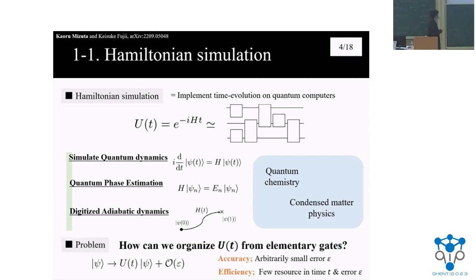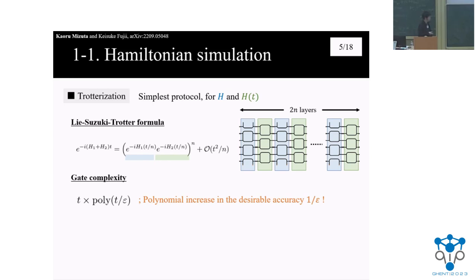Maybe the most important problem in this field is how we can organize the time evolution operator U_T from a given set of elementary gates. Here, there are two important elements. The first one is accuracy. We would like to make the error arbitrarily small. We denote it by epsilon. The second important factor is the efficiency. We would like to realize the time evolution operator with as few resources as possible, both in time t and the error epsilon.